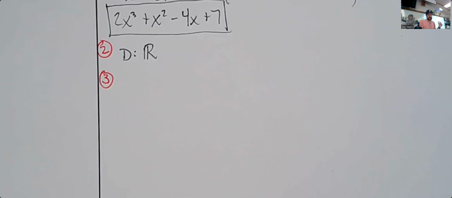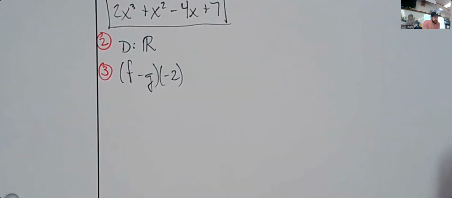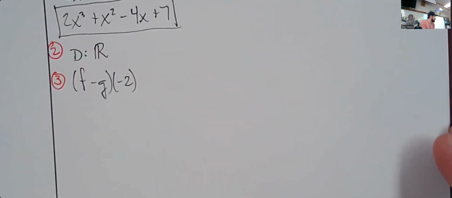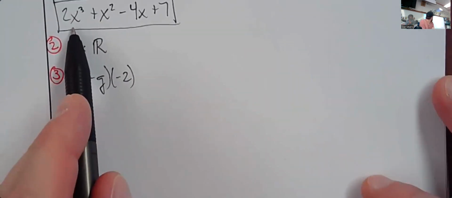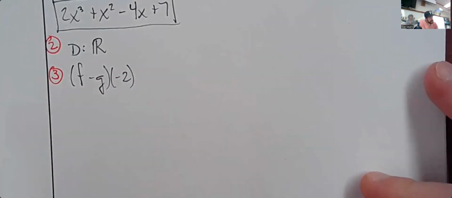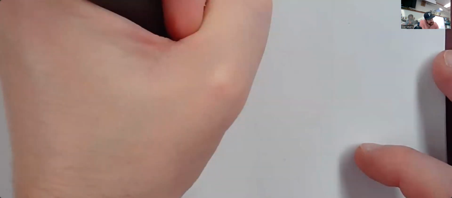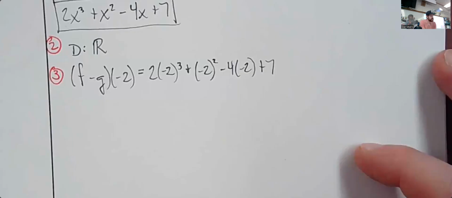So here we go. This is going to be f minus g of -2. So this time we're substituting in -2 for x into our answer to the function subtraction here. So that's going to equal 2 times -2 cubed plus -2 squared minus 4 times -2 plus 7.